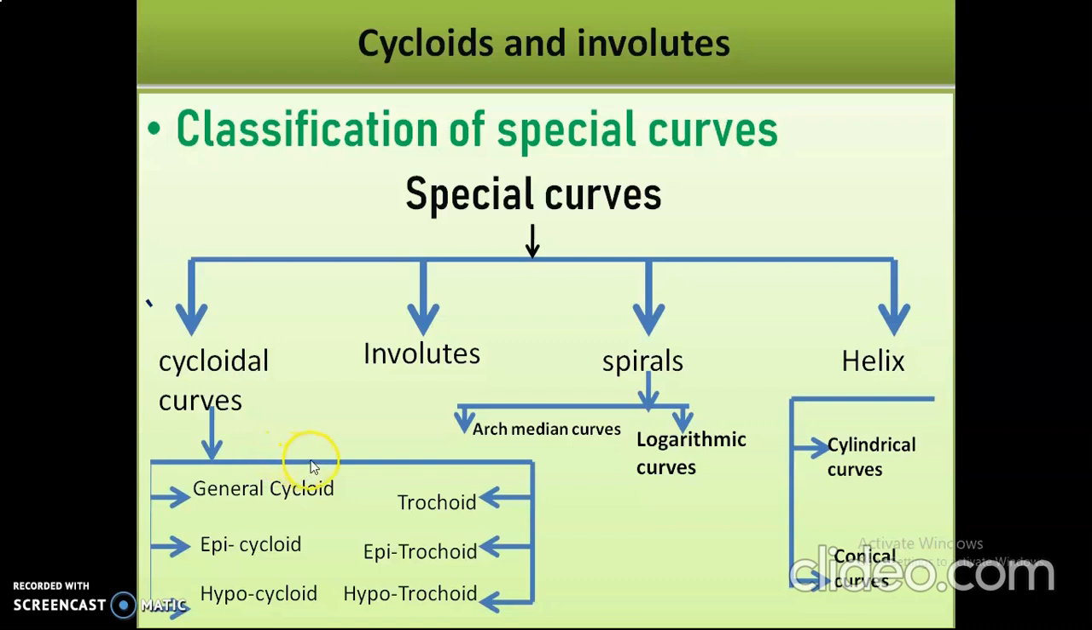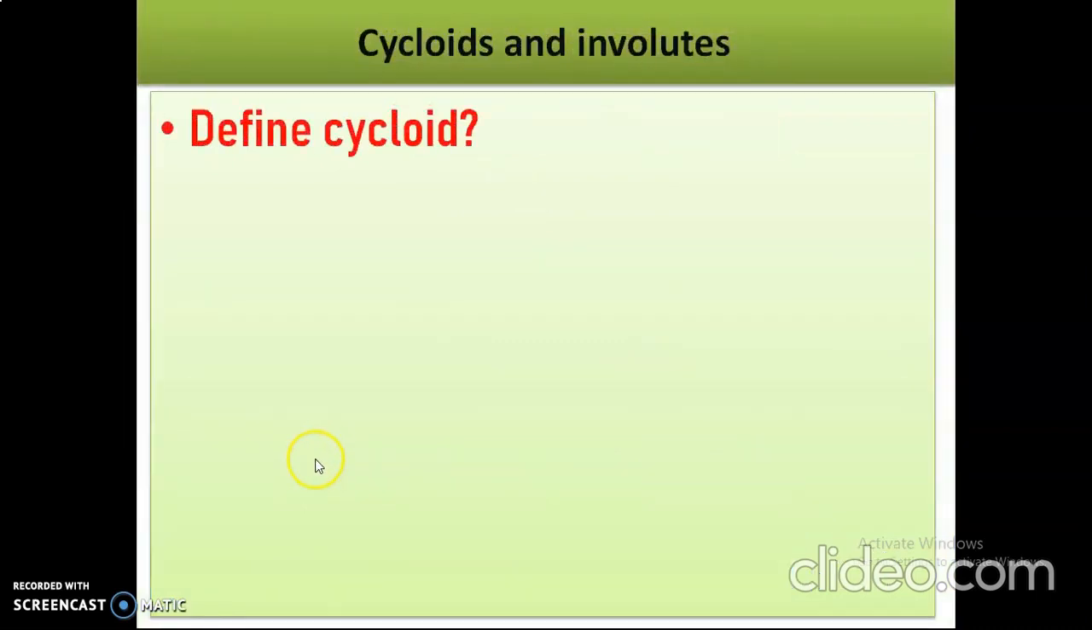First of all, what is cycloid? Define cycloid. How can we define a cycloid? Whenever a circular body rolls along a straight line without slipping, then it forms one type of curve. That curve is called cycloid.